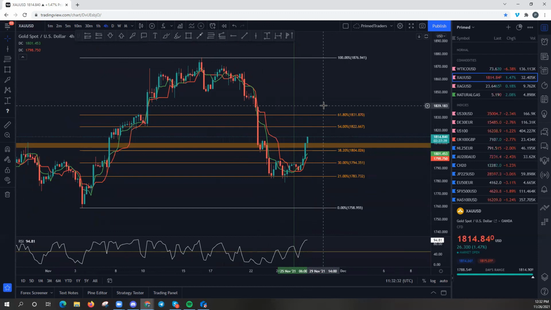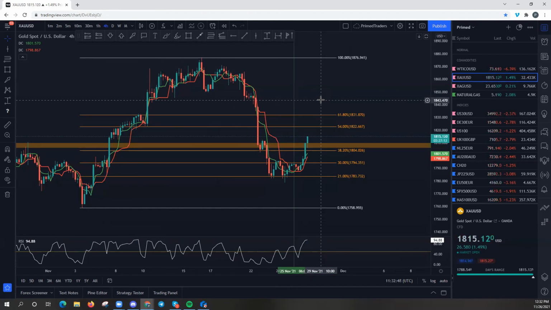And what are you entering the trades on? 4 hour, 1 hour, ticks? Actually, I'm looking for an opportunity on the 4 hour and entering it on the 15 minutes with the confirmation of two moving averages crossover like that.